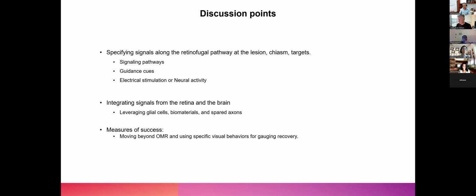And also learning lessons from spared axon escalation signals on promoting sufficient regeneration. But also, to hit on another note of what the different measures of success are: how do we move past OMR, right? Just the optomotor reflex. The OMR is a fantastic way to get at a starting point of do we see any functional restoration, but it is a very broad behavior. It's a reflex. And so how do we start identifying other specific visual behaviors to really gauge recovery and specificity? And I think I will stop with that.